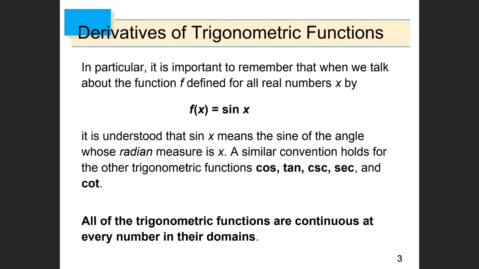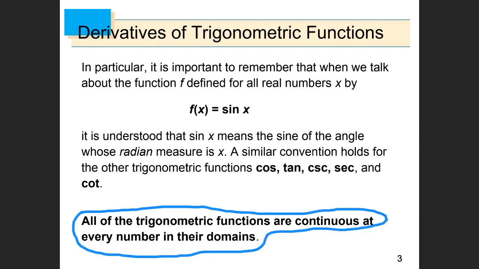It means that sine x is the sine of the angle whose radian measure is x, all right? So sine x is the sine of the angle of which the radian measure is x. And the same idea applies if we're talking about cos, tan, cosec, and sec. And very important is this statement here at the bottom. It says that all trigonometric functions are continuous at every number in the domain. All right. So take note of that. Every number in the domain.